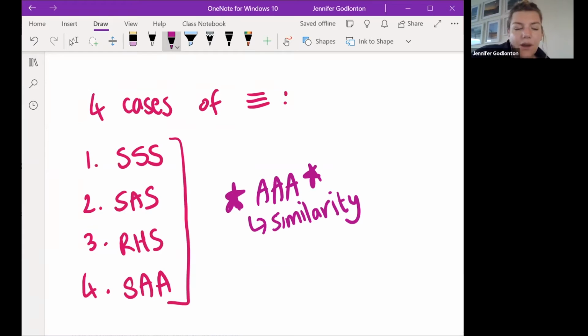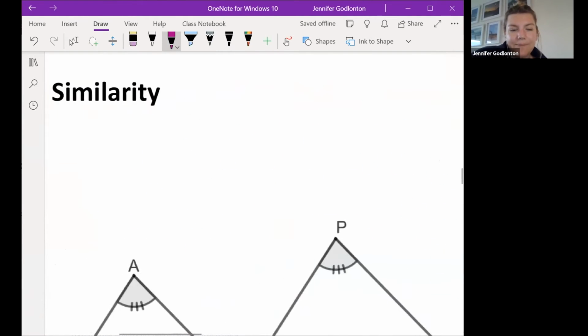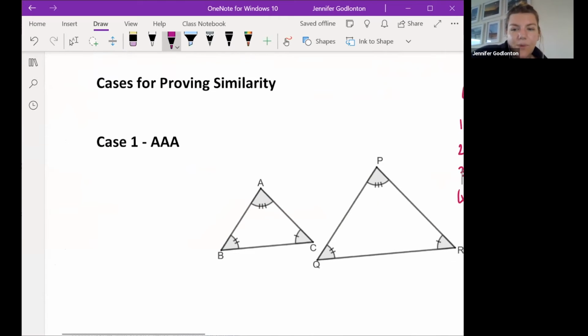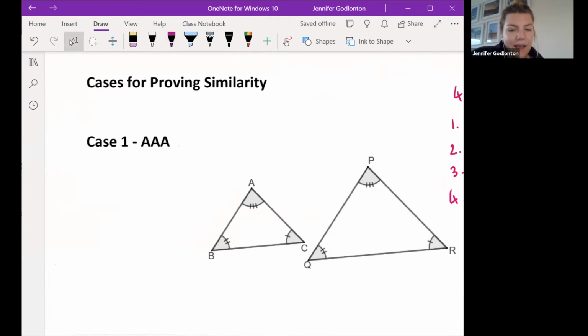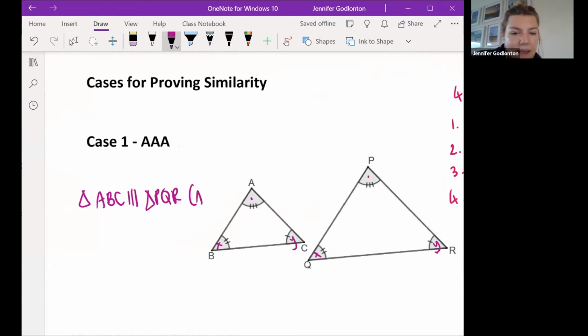Okay. So we have 2 cases when it comes to similarity. Case 1 is the one we've just been talking about, when our angles are all the same as each other. So this angle is the same as this one, this angle is the same as this one, this angle is the same as this one. So we could write our sentence: triangle ABC is similar to triangle PQR, and our reason would be AAA.